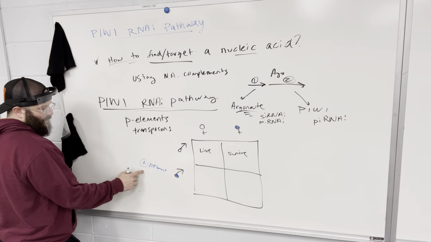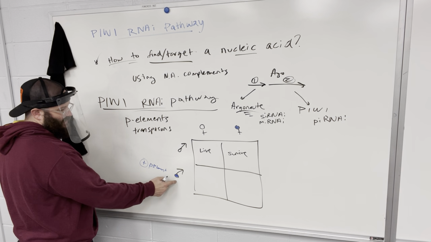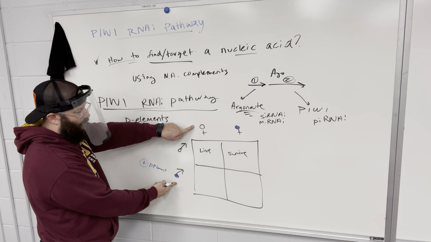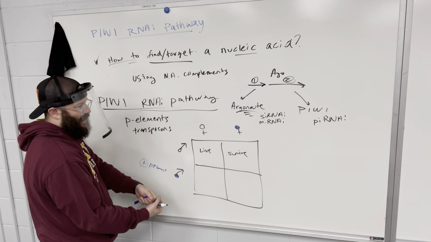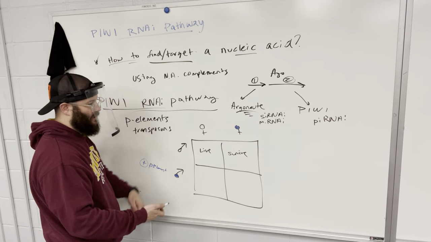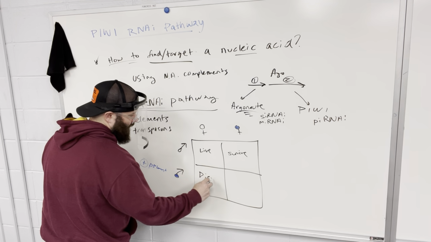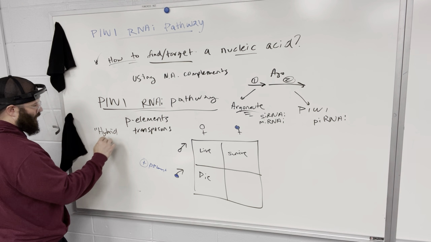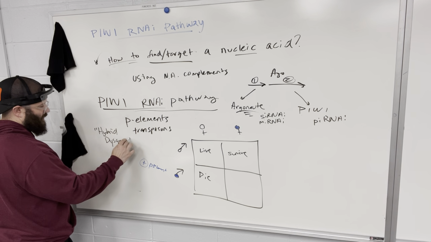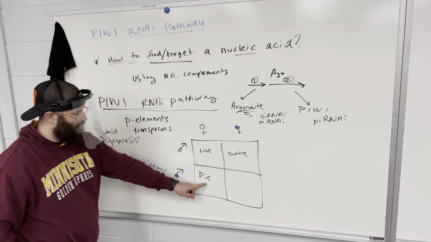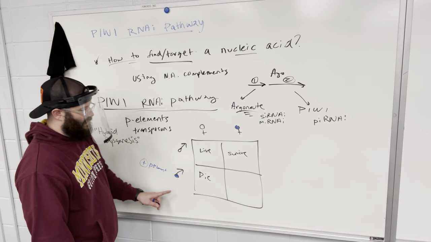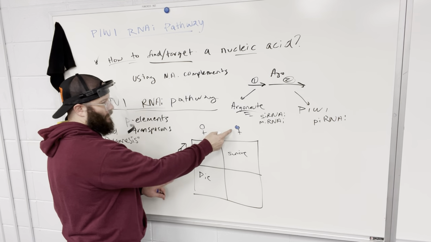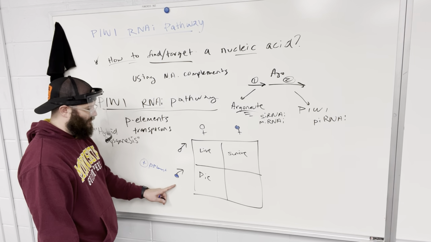Okay. In this case, if you have P elements in the male, they're loaded into the sperm, and then when this mating happens and the sperm combines with the egg, the P elements go crazy and they shotgun the genome and these embryos die. And the actual term for this, if you remember, is hybrid dysgenesis. These die, okay? And in the case of this, there's kind of a rescue, sort of like a rescue element.